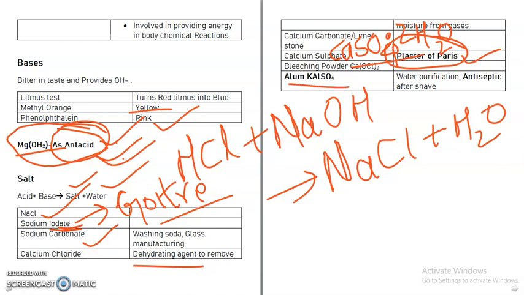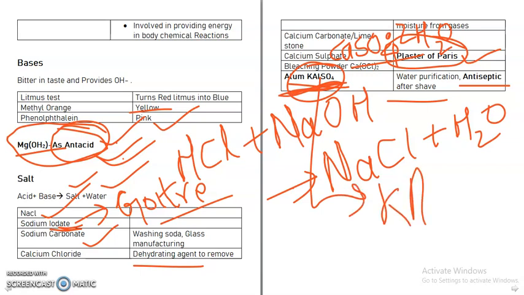Then alum. Alum is also a salt, potassium aluminum sulfate. It is used as an antiseptic, after shave, and for water purification. This salt is unique in name, and you have to remember its chemical formula. What is the chemical formula of alum? Potassium aluminum sulfate. In BPSC prelims they will ask these kinds of questions only. No logic, they will just ask any question: the plaster of Paris chemical formula, the alum formula.